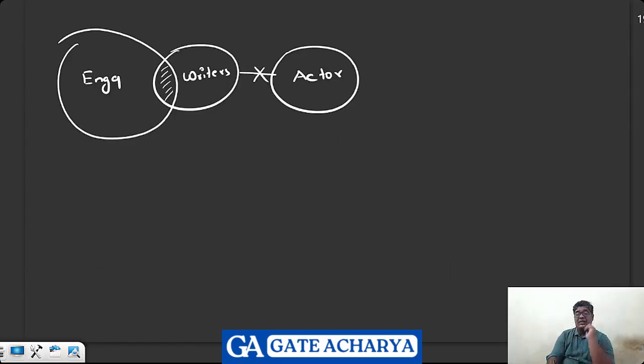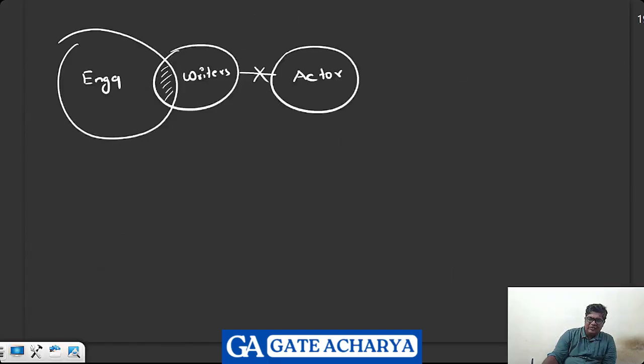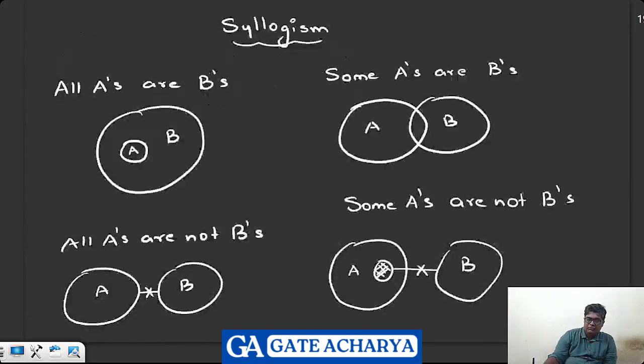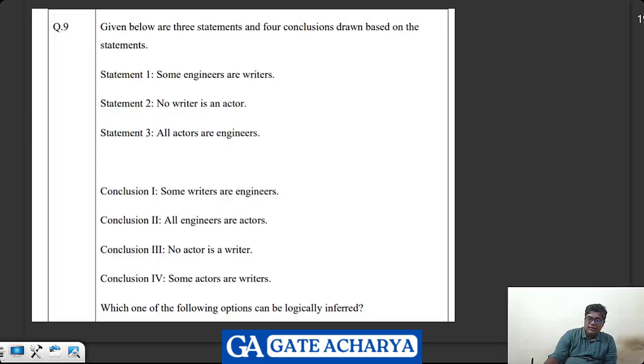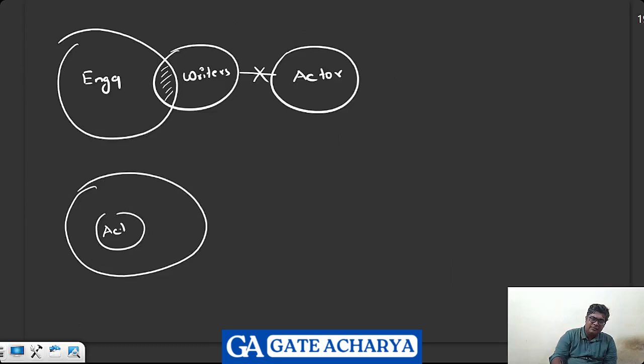Let's do one thing. Let's start with statement number 3. You can start with any statement. I started with 1 and I'm finding some conflict here. The conflict is, since actor has negative relationship with all the writers and some of the writers are engineers, actor will have some negative relation with the engineers, right? You can even start with statement number 3. Let me draw like that. All actors are engineers. So how will I do that? All actors are engineers means actor will be inside engineer, right?